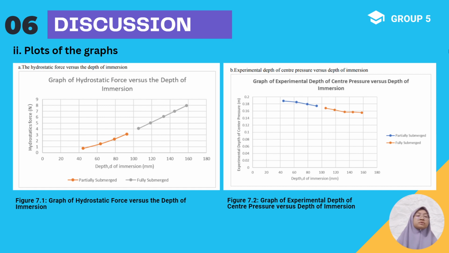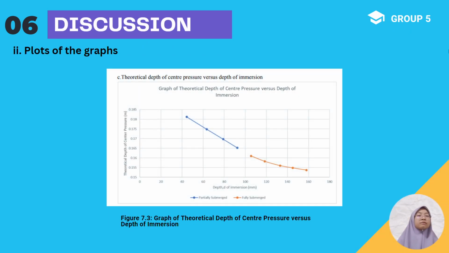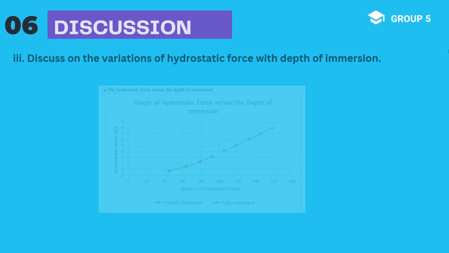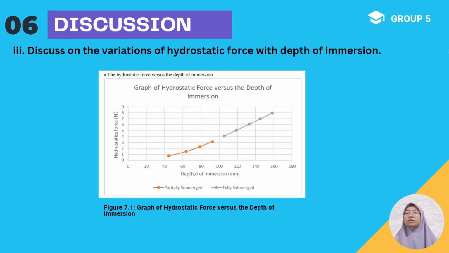graph of hydrostatic force versus the depth of immersion. Figure 7.2, the graph of experimental depth of center of pressure versus depth of immersion. And figure 7.3, which is the graph of theoretical depth of center of pressure versus depth of immersion. The third part is to discuss the variations of hydrostatic force with depth of immersion. From figure 7.1, it demonstrates clearly that hydrostatic force is directly proportional to immersion depth for both partially and fully submerged quadrants, since the graph shows a linear trend.